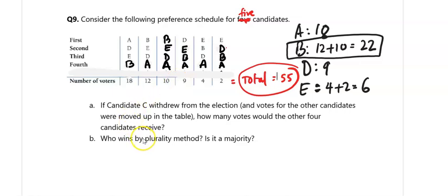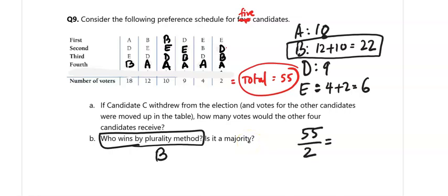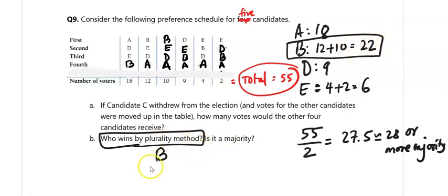So who wins by the plurality method? B wins by the plurality method. Then is that the majority? No, it is not, because out of 55, to get the majority somebody should get 27.5 or more, which means 28 or more. But B got only 22, which is not the majority, but just a plurality. Whoever gets the most first place votes is the winner by the plurality method.